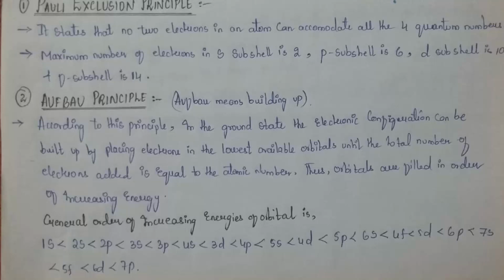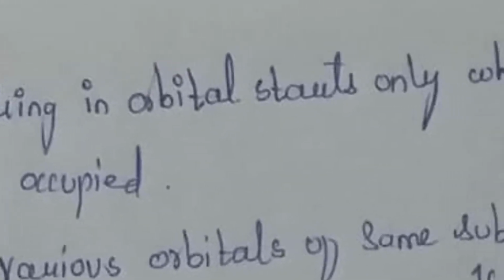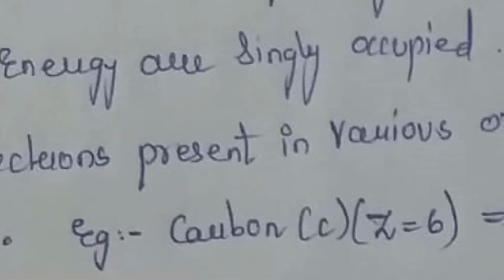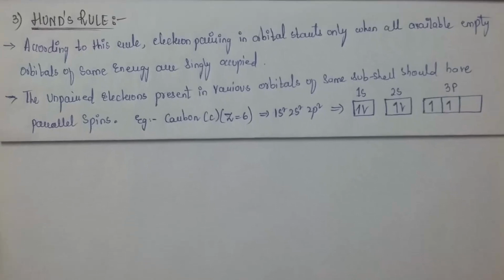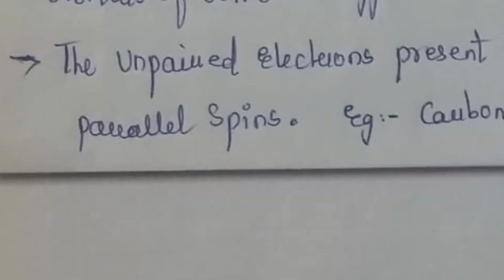Now the last topic is Hund's rule. According to this rule, electron pairing in orbital starts only when all available empty orbitals of same energy are singly occupied, meaning electron pairing starts only after the orbitals are singly occupied. The unpaired electrons present in various orbitals of same subshell should have parallel spin, and pairing starts when orbitals have single electrons.